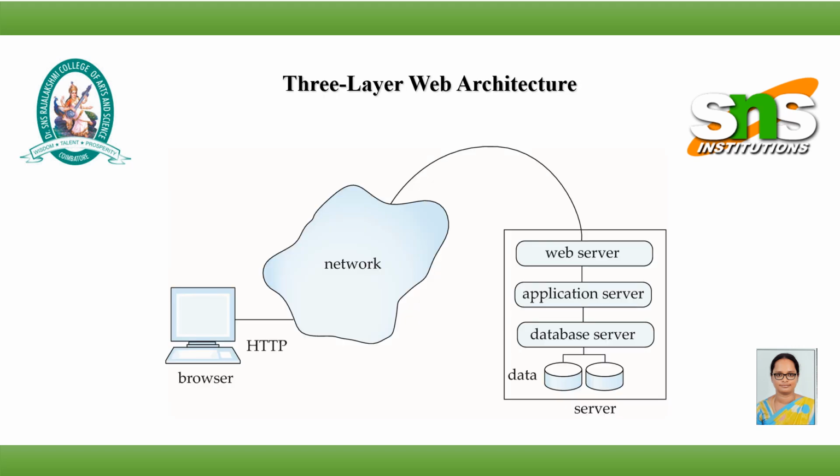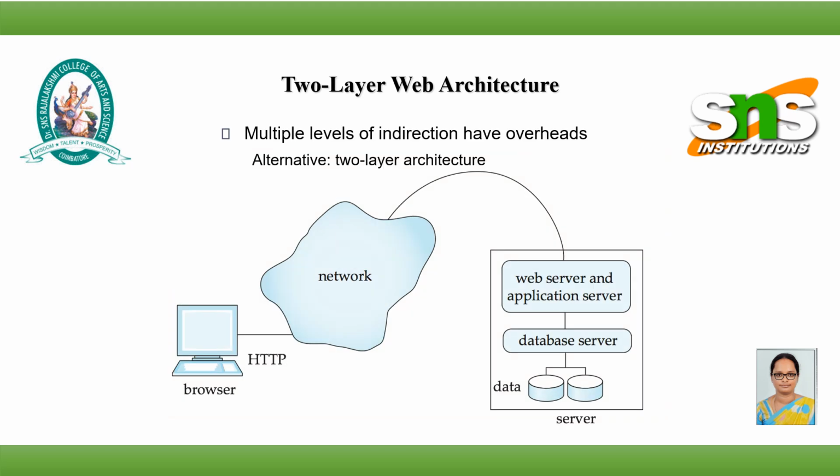Here the three-layer architecture of web architecture is given. We have browser, network, and server. The browser is the client side. Here we are sending an HTTP request through the network. The web server is directly connected to it, and the web server is connected with the application server, databases, and data. Based on the user request, it retrieves data from the database servers, and it is transferred to the application and again transferred through the network to the client.